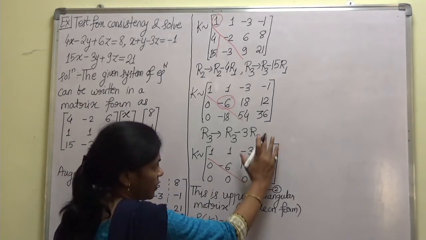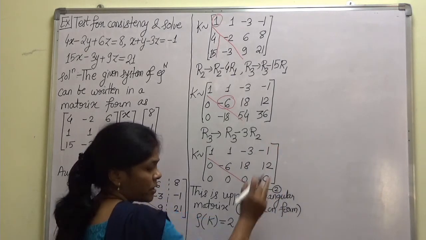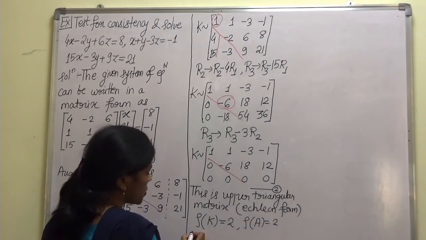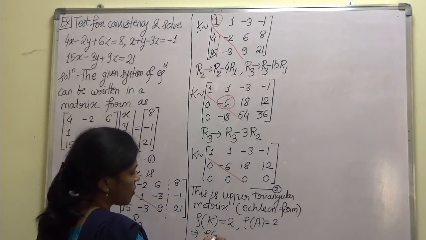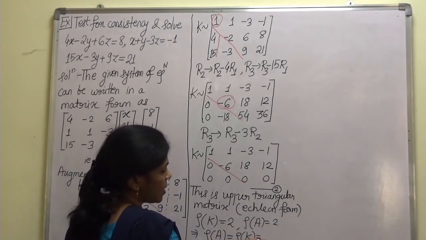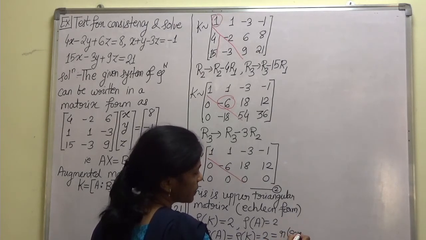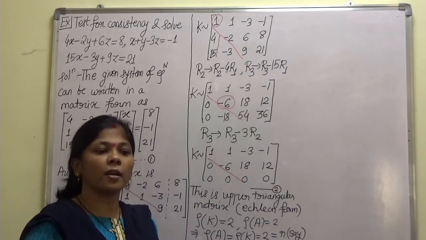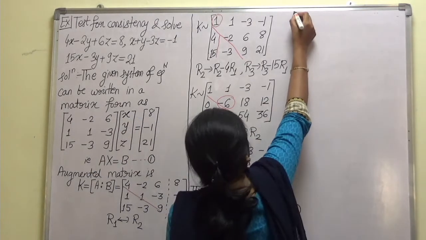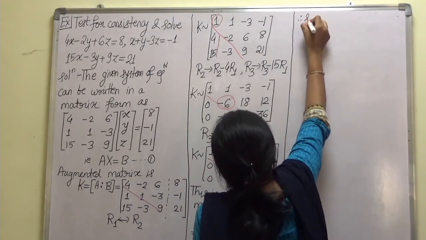Then similarly, leave the last column. Count the non-zero rows in the remaining part. You will get the rank of A also 2. So this implies the rank of A is equal to the rank of K, which is equal to 2. And this equal value I am denoting by r. So as the rank of A comes out to be equal to the rank of K, therefore the system is consistent.